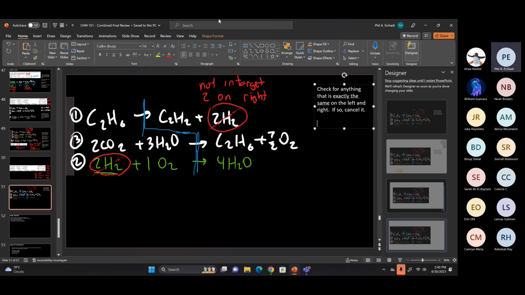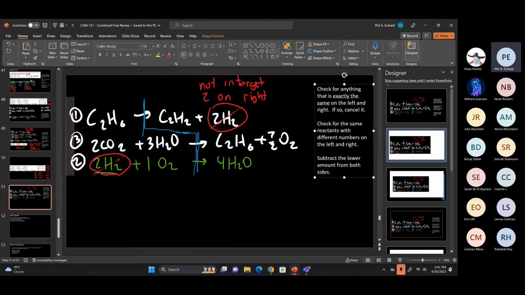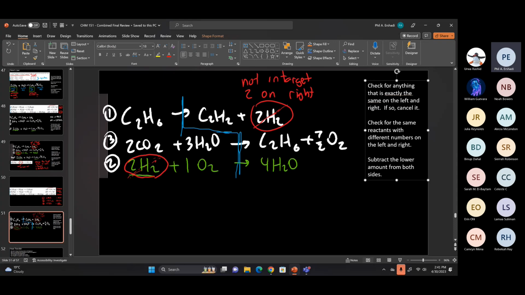Also, we're going to check for the same reactants with different numbers on the left and the right. If you see those, you're going to subtract that amount from both sides. I should say subtract the lower amount from both sides. So I'm going to throw this question to the chat. Look on the left, look on the right. Do you see anything that has the same reagent but different numbers?